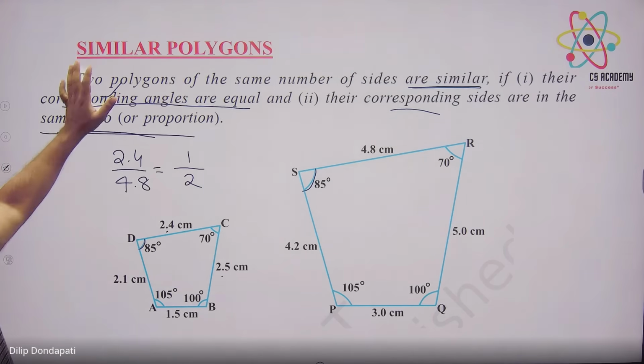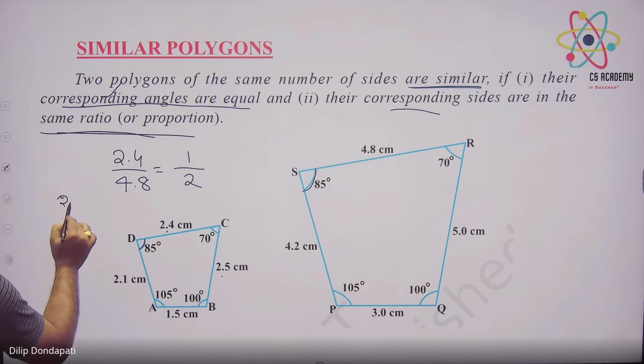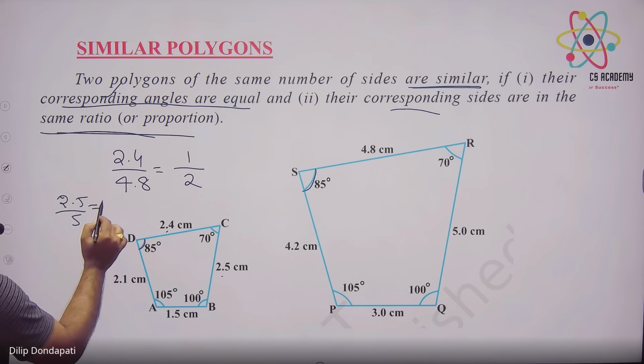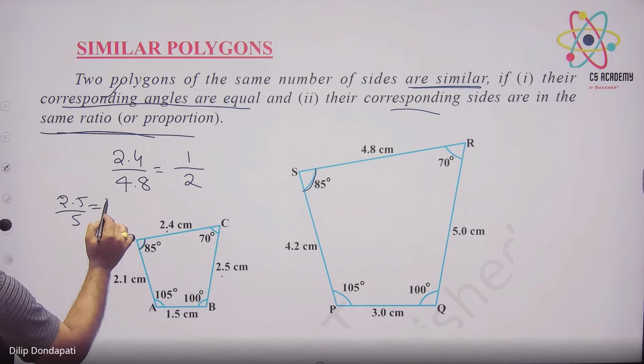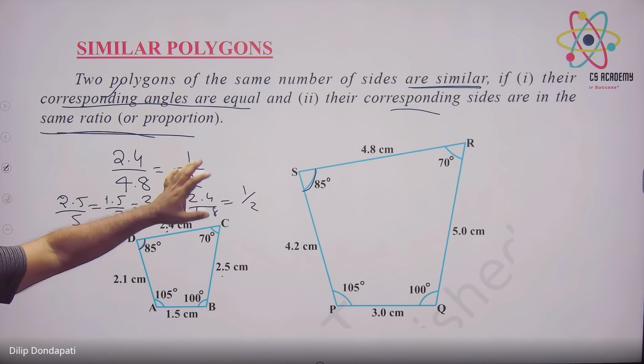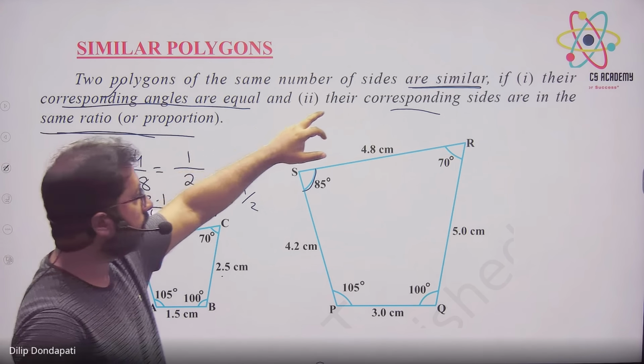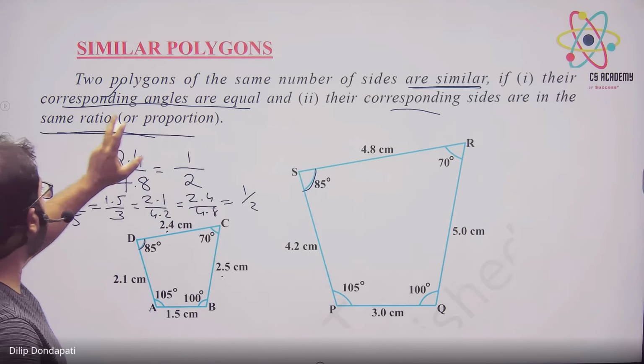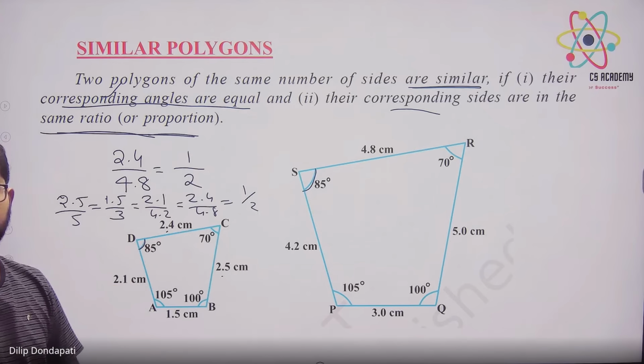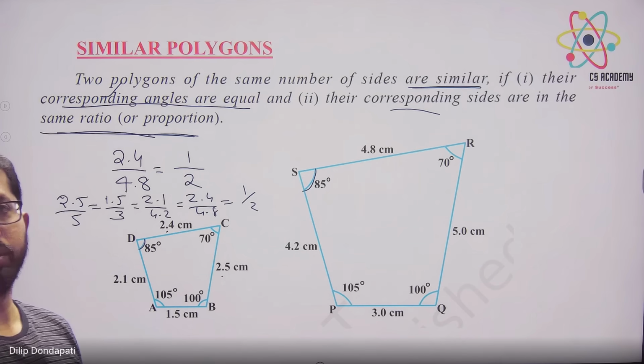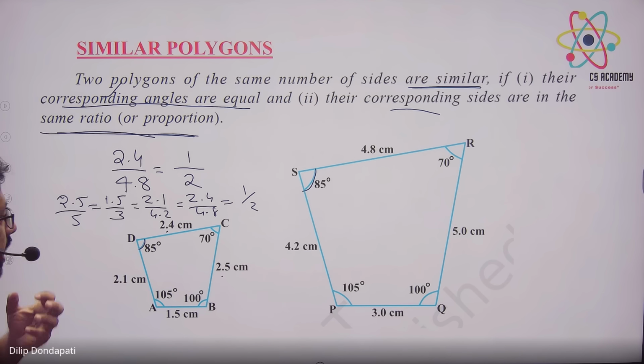So sides should be proportional. Like 2.5 by 5 is equal to 1.5 by 3 is equal to 2.1 by 4.2 is equal to 2.4 by 4.8. All are equal to 1 by 2. The sides are in equal proportion. So that's why the second condition is also satisfied. देखो, corresponding sides are in the same proportion. Then we can say they both are similar. So first identify करने का, that's it.